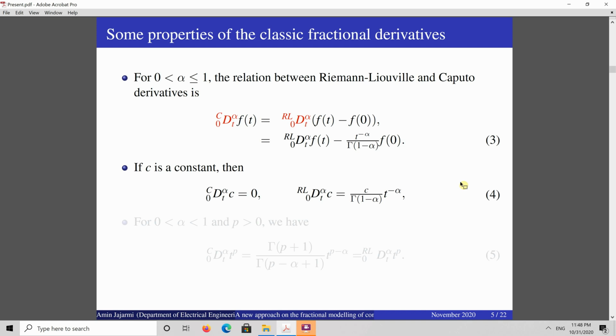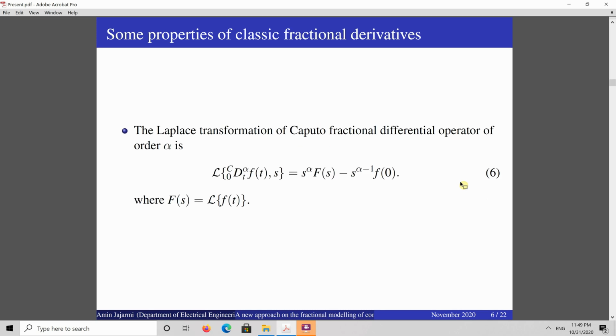If C is a constant function, then we can compute Caputo and Riemann-Liouville derivatives of a constant function C as given by equation 4. Regarding a power function for alpha between 0 and 1 and p greater than 0, we have relation 5 for Caputo and Riemann-Liouville derivatives of a power function. The Laplace transform of Caputo fractional operator of order alpha is given by equation 6.